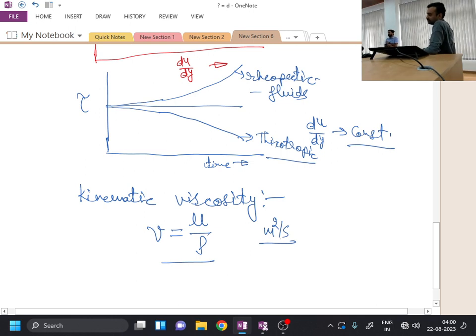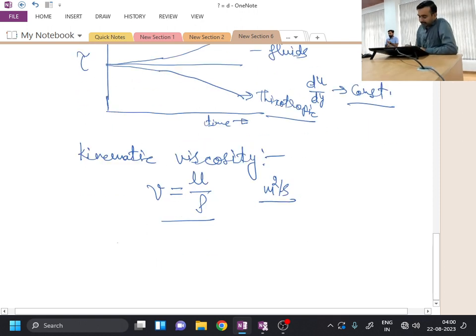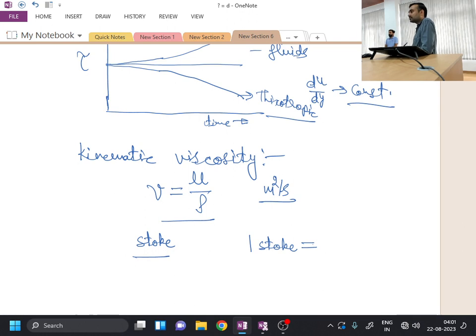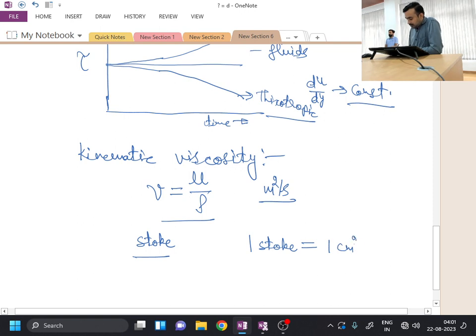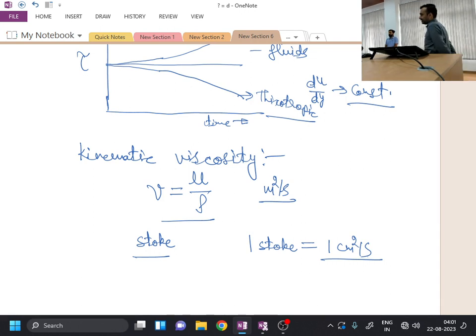Meter square per second is its unit in SI units, and typically the popular unit of kinematic viscosity is the Stoke. 1 Stoke is how much? 1 Stoke is 1 centimeter square per second. The more importance of kinematic viscosity comes whenever we want to study how fast the momentum is transferring between the subsequent layers of the fluid.